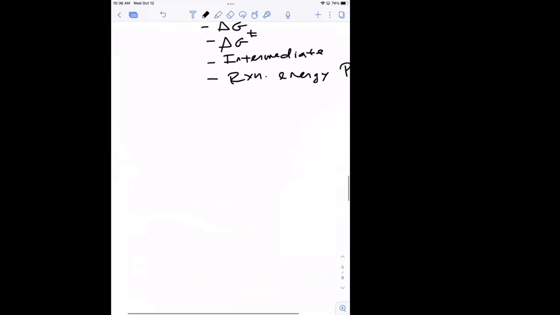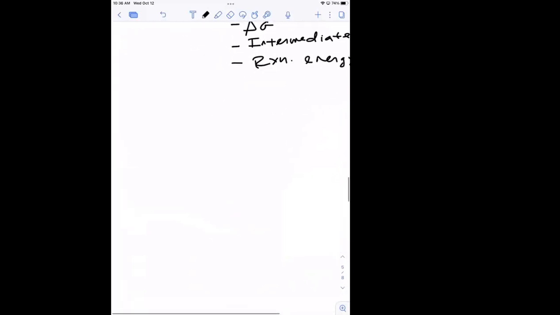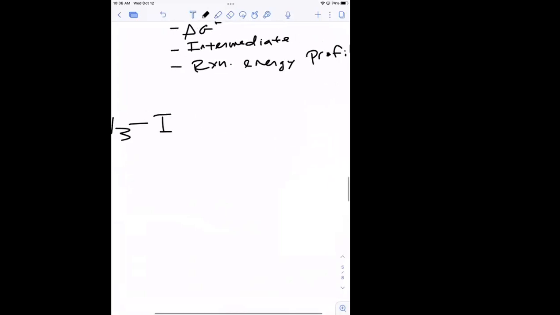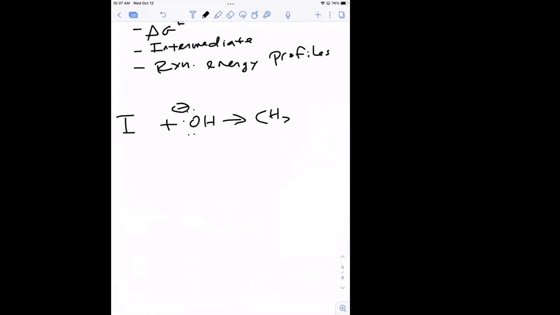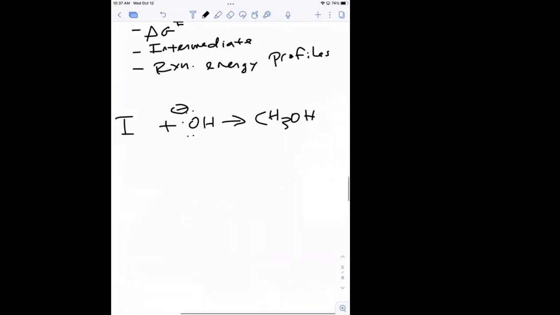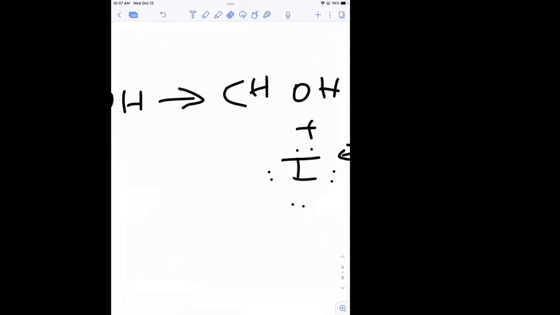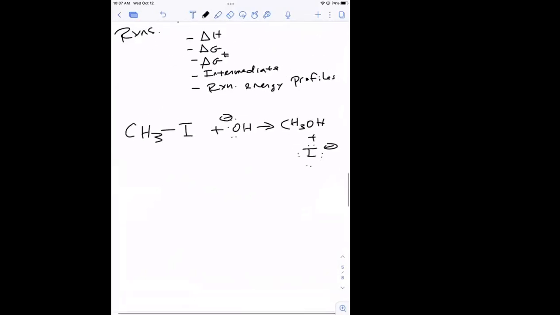So for any reaction, let's say we have something like this. What happened overall in this reaction? What type of reaction is it? I took the iodine and I replaced it with OH. It's a substitution, right? And doing that substitution, let me put the arrows in.